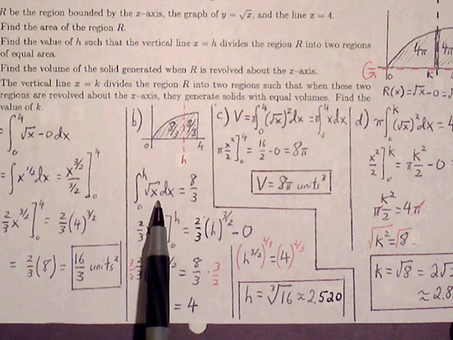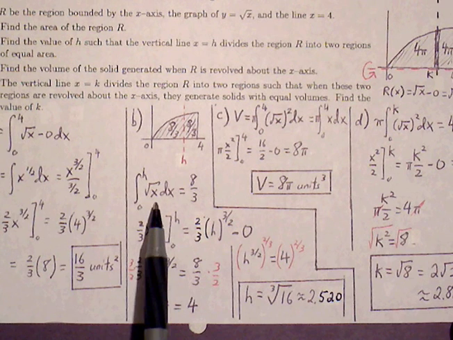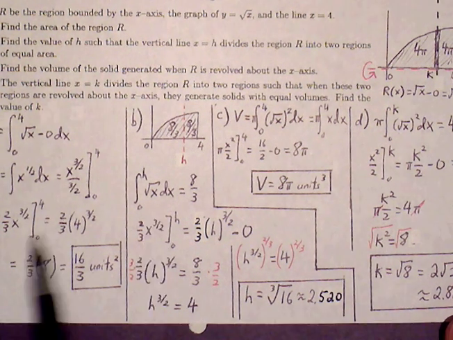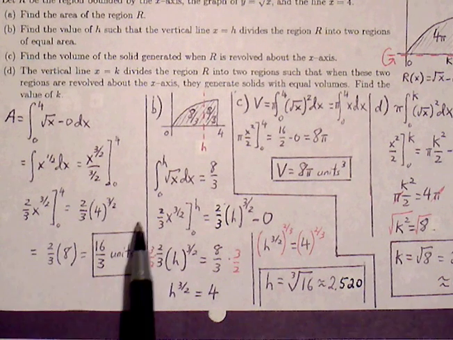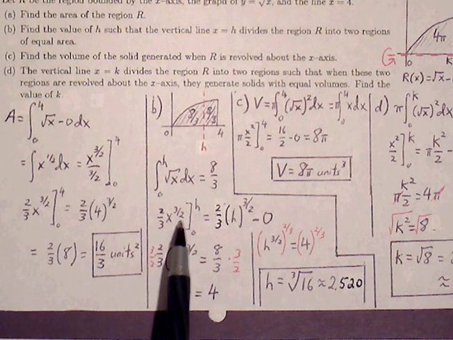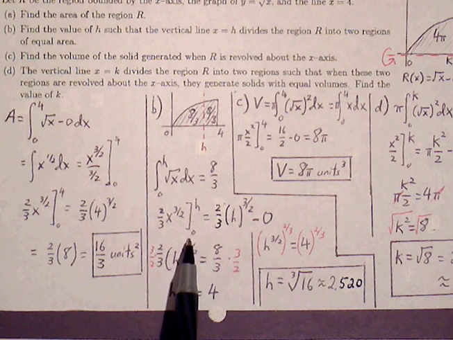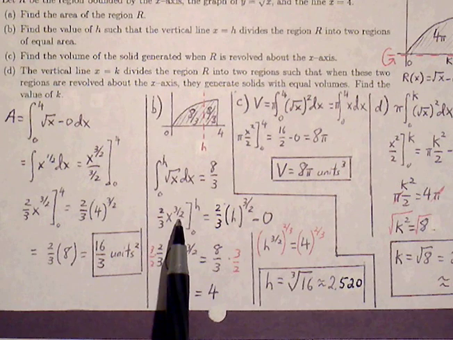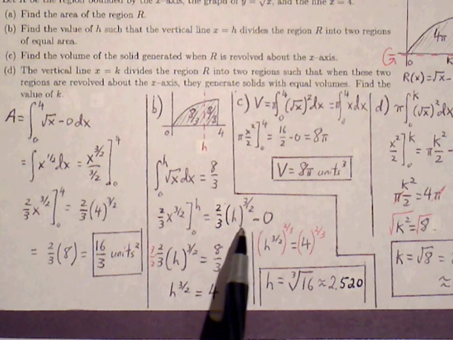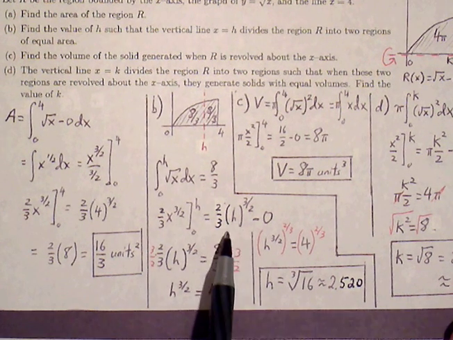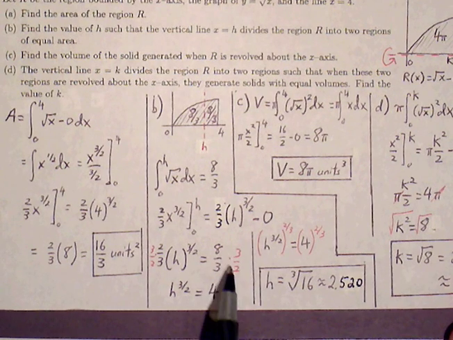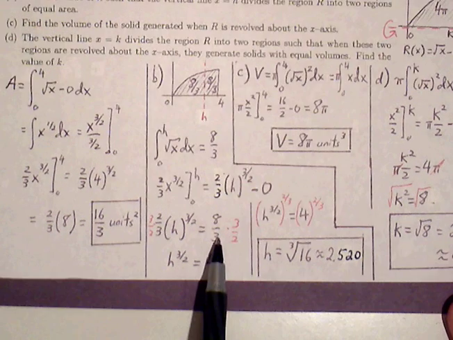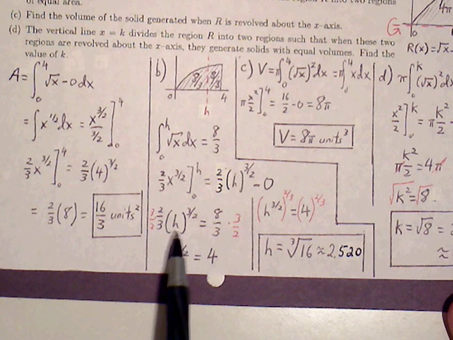So root x can be rewritten as x to the 1/2. And x to the 1/2, we can go through power rule, just like from part A, we get 2/3 x to the 3/2, evaluated between 0 and h. If we do that, plug in h for x, so we get 2/3 h to the 3/2 minus 0. And we can set this equal to 8 thirds because we know what the area is. So h is the bound that we're looking for.